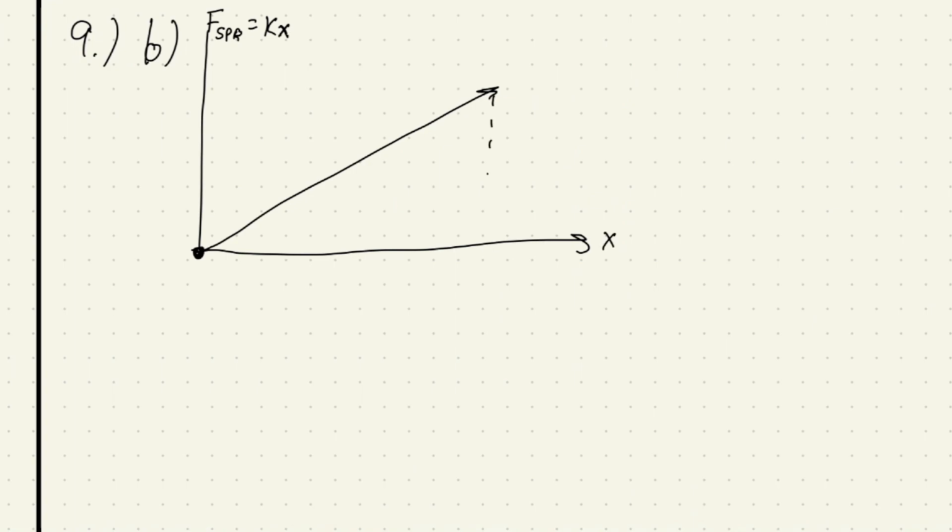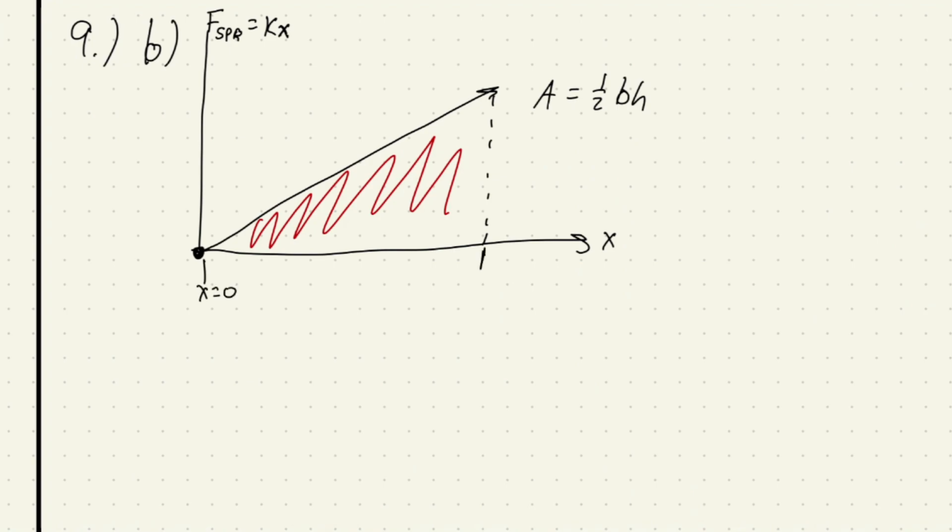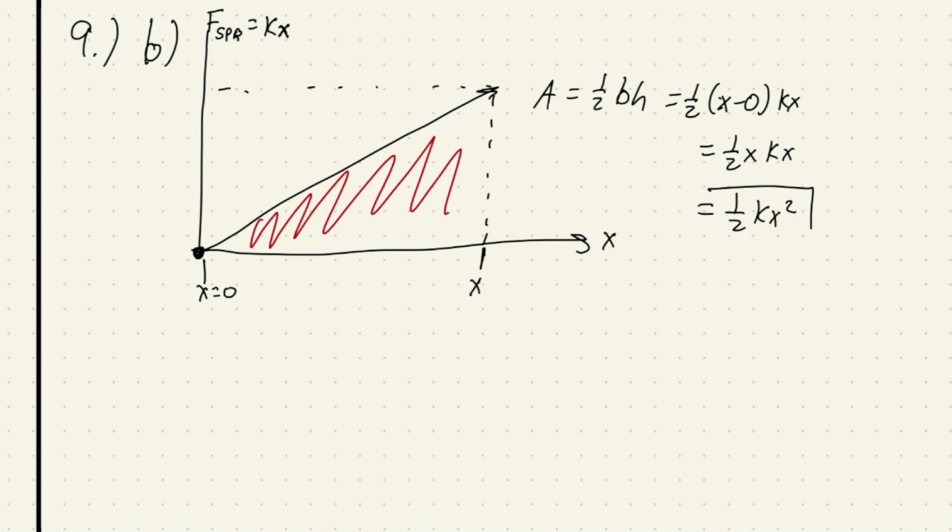If I think about this area, it's going to be the area of a triangle, which is 1/2 times base times height. I start off at x equals 0, I go to some spring stretch distance x, and then my height is going to be k times x. If I plug those in, I get 1/2 my base, which is x minus 0, times my height, which is k times x. I can simplify that as 1/2 kx squared, and that is where my equation for spring energy comes from.